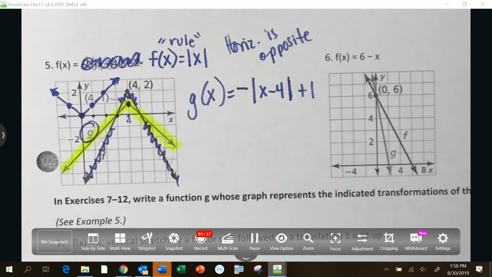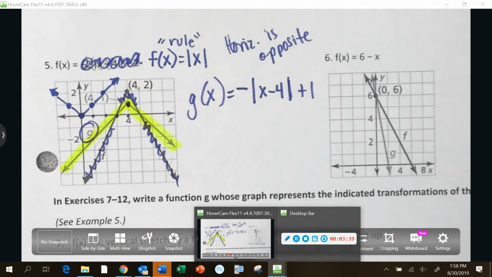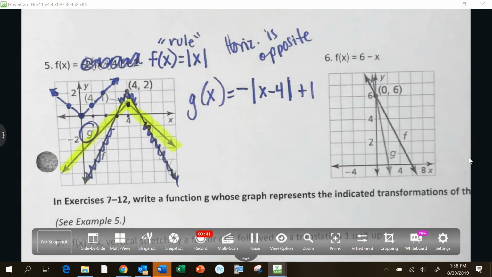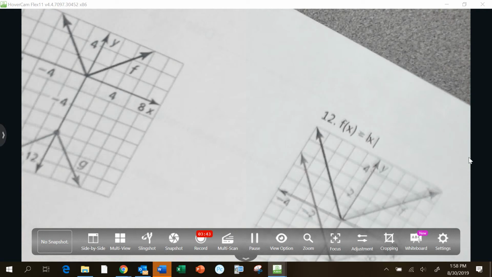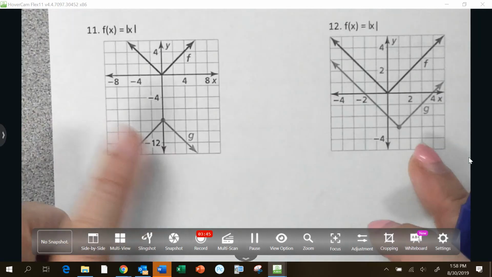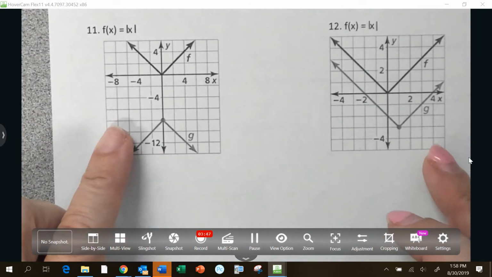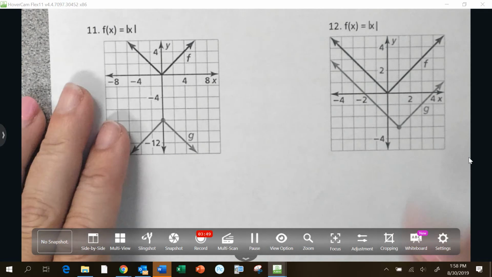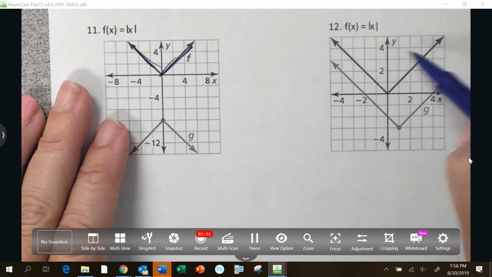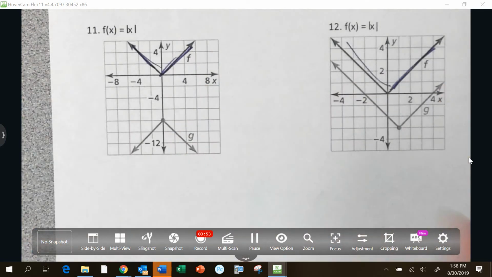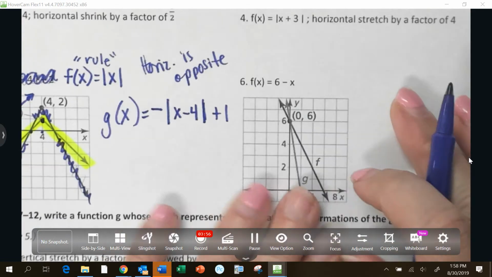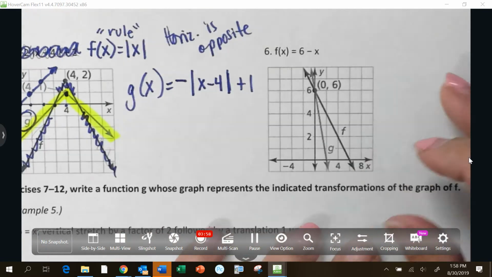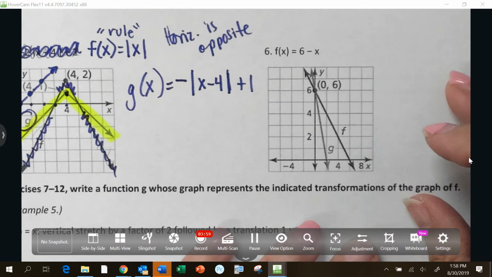Okay? All right. So now, for numbers 11 and 12, that's exactly how I would do 11 and 12 also. 11 and 12 were easier because they started with the parent function. Those were easier. It's just that one was hard. Number 6, I'm going to do this one not even using transformations.